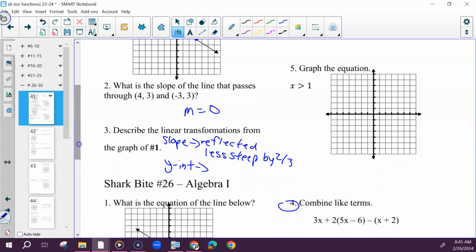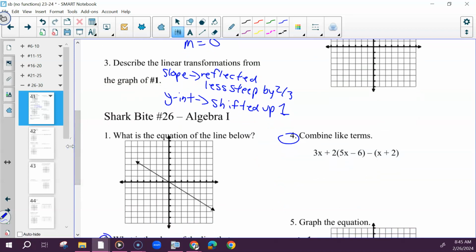So if you had the other one, don't put this y-intercept. The slope is the same, but the y-intercept is different. So you need all three of those to get that full point. The slope reflected and it was less steep by two-thirds. The y-intercept shifted up one.